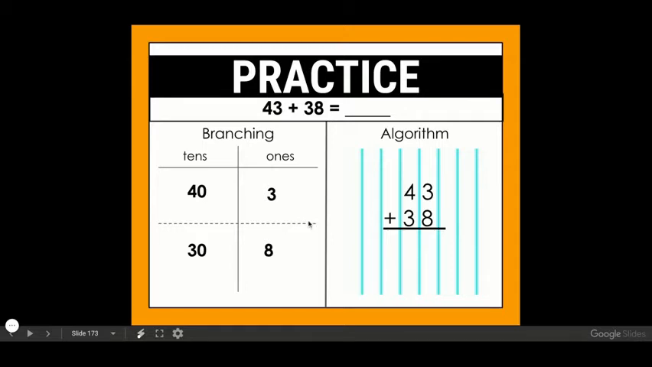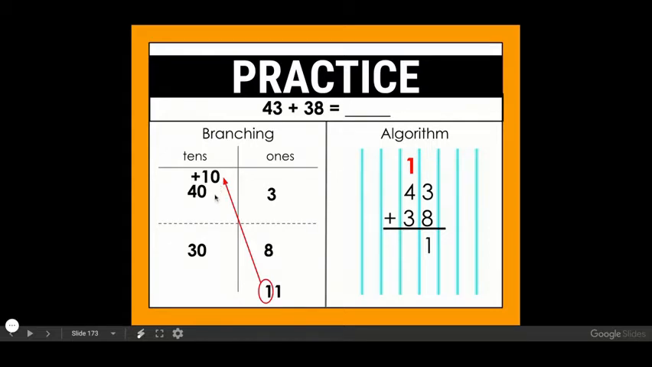Always start on the right side in our ones. Let's add together 8 plus 3. 8 plus 3 equals 11. So I know I can't have 11 ones. So we take our 10 and move it into our tens. Now with algorithm, same thing. We start in our ones, 3 plus 8. 3 plus 8 equals 11. And just like yesterday, we're going to put our 1 in our ones and our 10 in our tens. So do you see how this is my regrouped 10 over here in the algorithm? Same thing over in branching. Here is my regrouped 10.